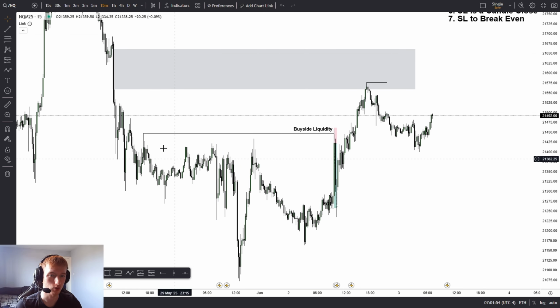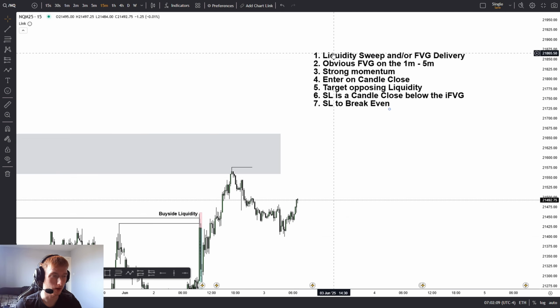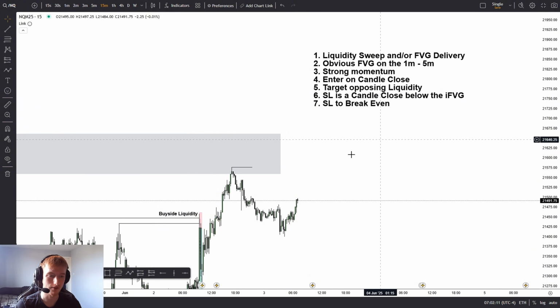15 minute. This was liquidity, massively strong liquidity. We also had another high there as well. So this was a 15-minute high, significant high, and the entry to a 4-hour fair value gap. So there we've got liquidity sweep if we run it, and the fair value gap delivery.